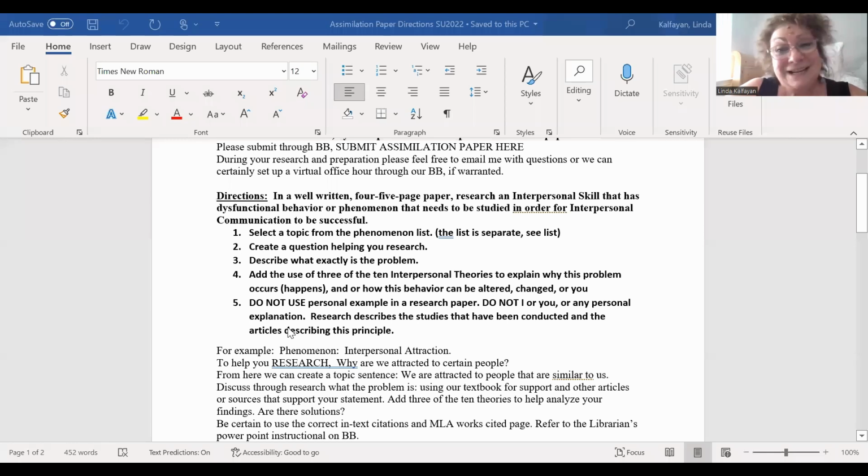So now we're going to go back to the directions because we did read the list, and that's number one. Now you have to pick one, and then you create a question. As I was describing them to you, I was creating questions for critical thinking. You know, why aren't we effective listeners? Then describe what exactly is the problem.